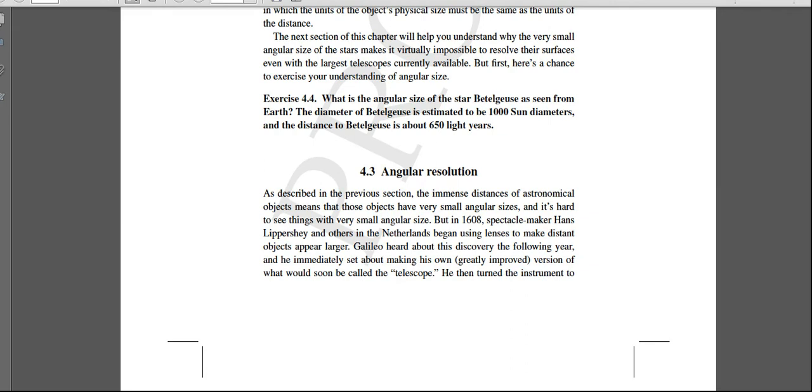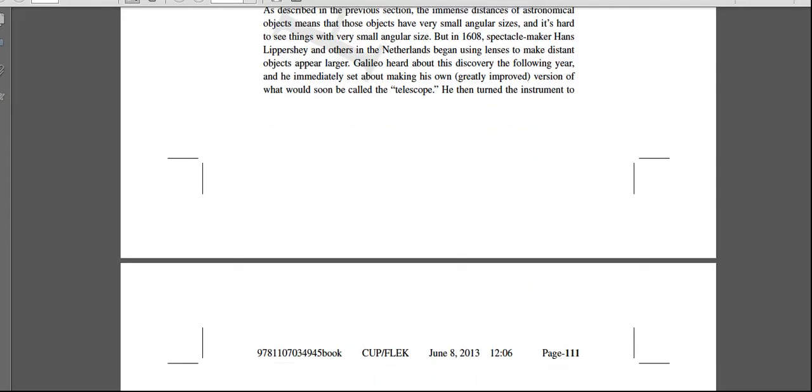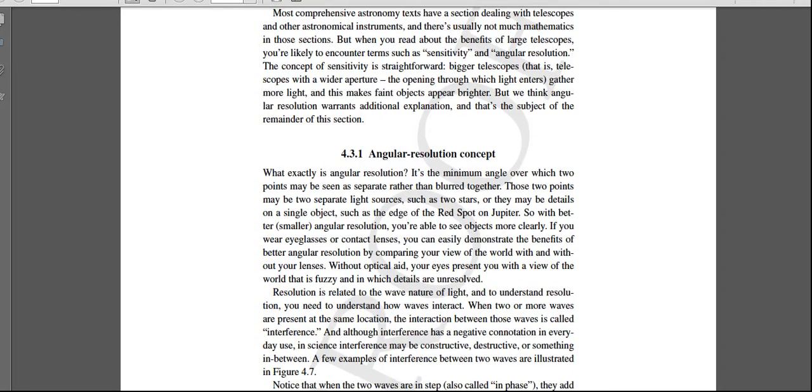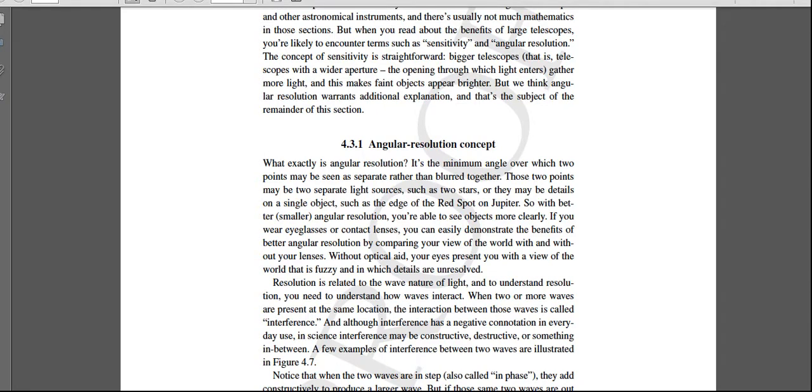So what is angular resolution? It's another important use of angles in astronomy, and if you look on page 111 at the beginning of the section called Angular Resolution Concept, you'll see the definition right there. It's the minimum angle over which two light sources, two point sources, can be seen as separate rather than blended together. So better angular resolution means smaller angular resolution. It means those two sources can be closer in angle and you can still resolve them as separate. That means your vision will be clearer when you have smaller or better angular resolution.